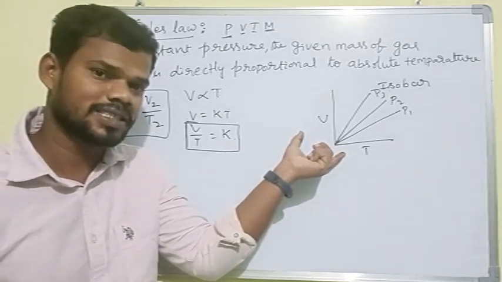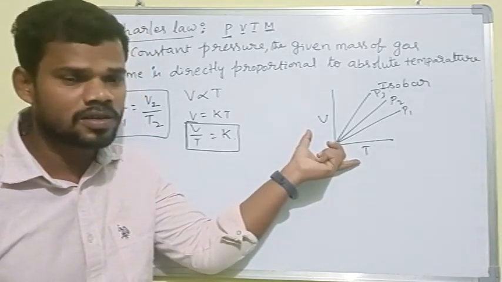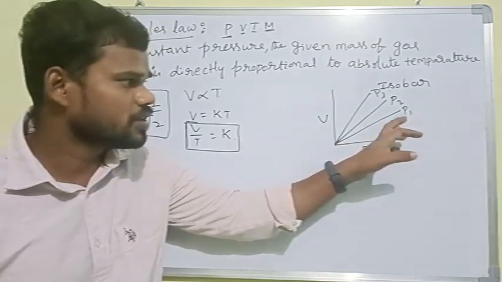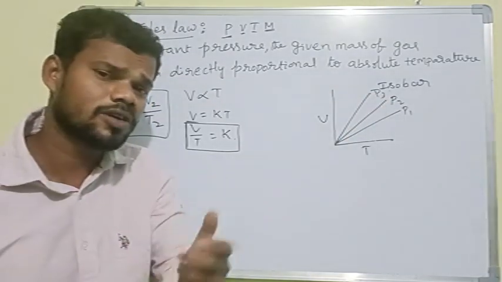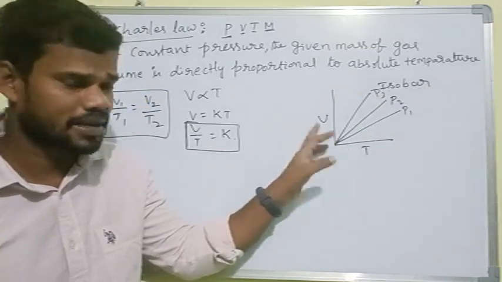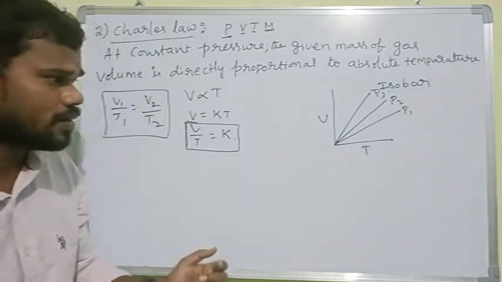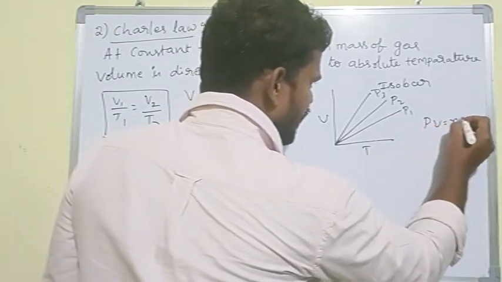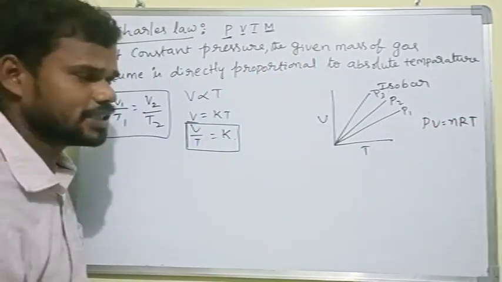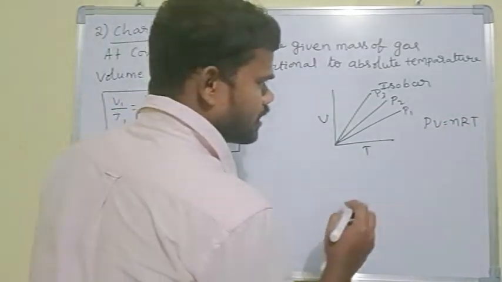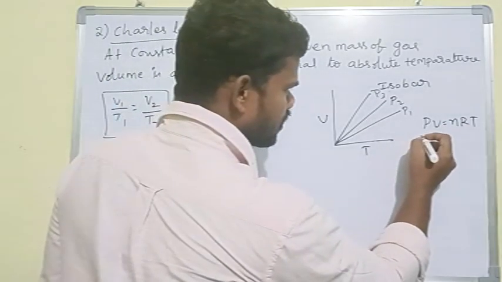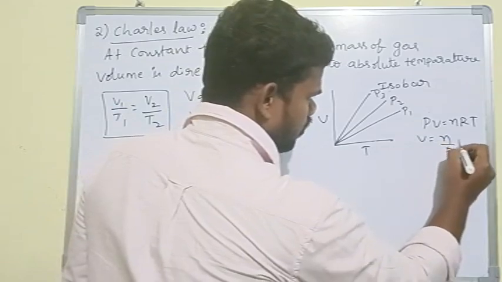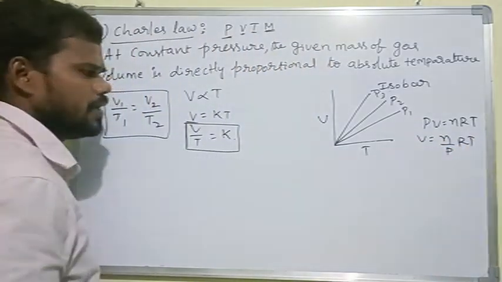So from an examination point of view, they can ask about this graph. In this graph we have to identify the correct order for the following pressures. What is the correct order for these pressures? We know the ideal gas equation PV equals nRT. So you can see that V equals nRT by P.